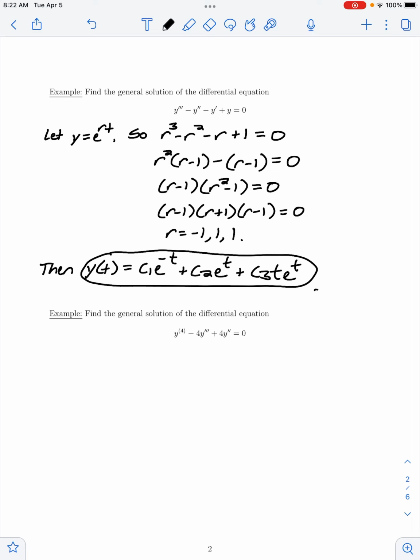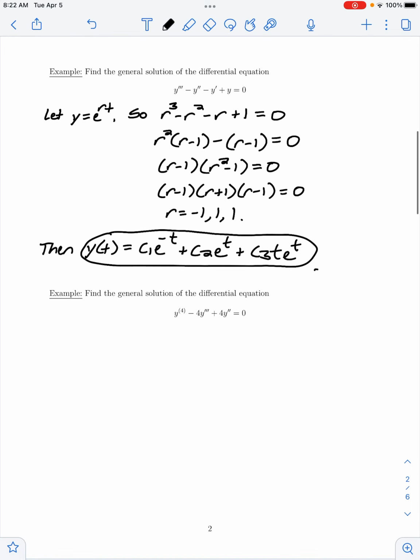So let's look at another example. In this next example, we are asked again to find the general solution of this fourth order linear homogeneous equation with constant coefficients. And so our approach here is the same. If we look for solutions of the form y equals e to the rt power, then r satisfies the characteristic equation r to the fourth minus 4r cubed plus 4r squared is equal to 0.